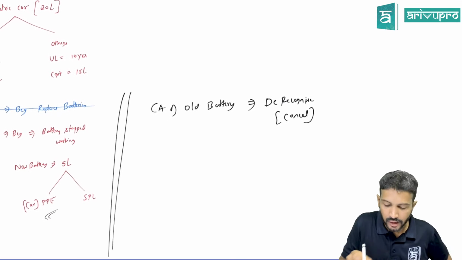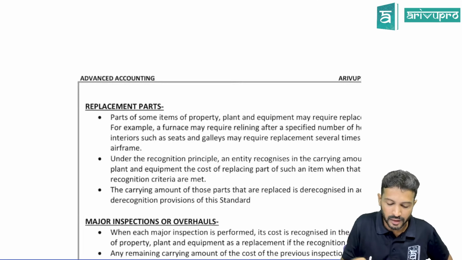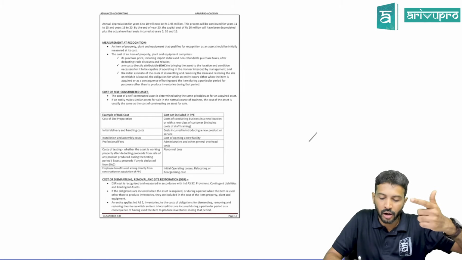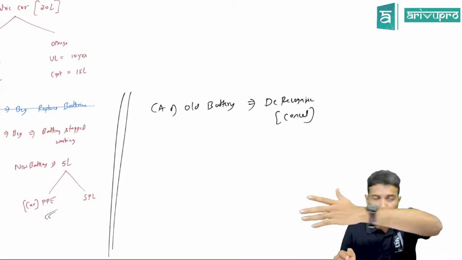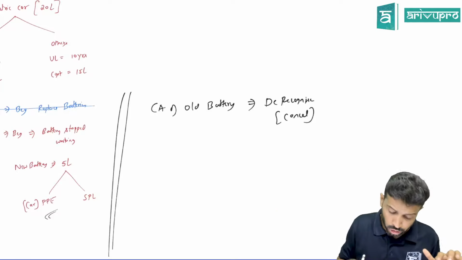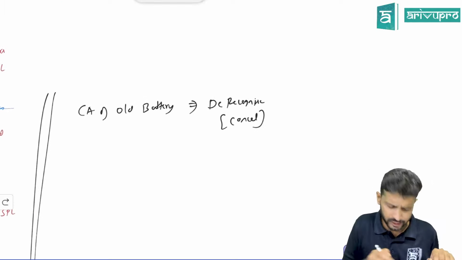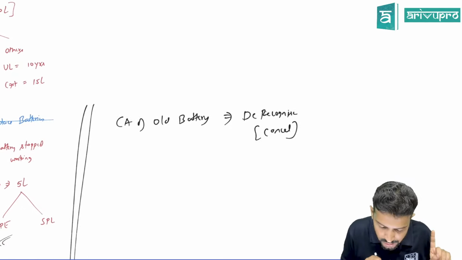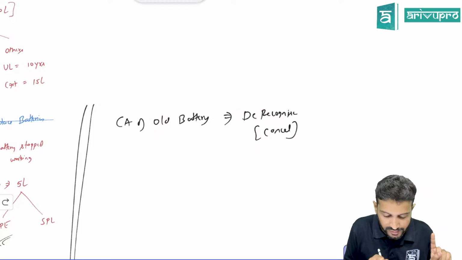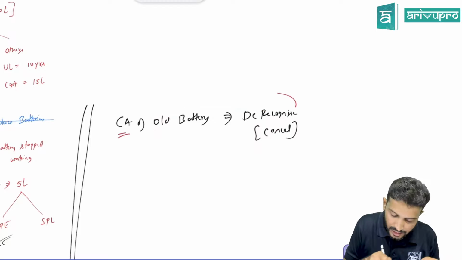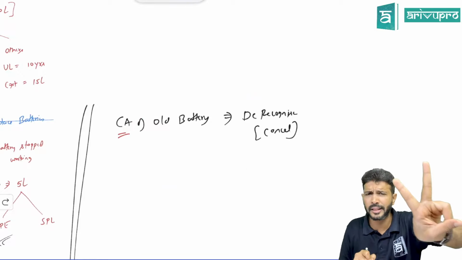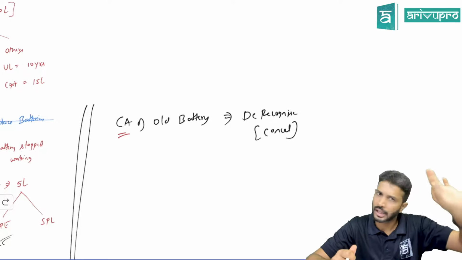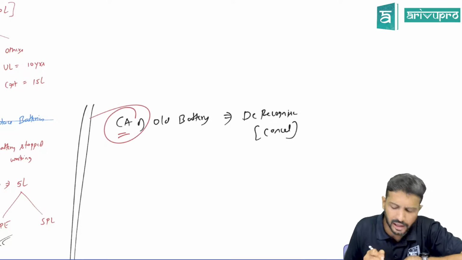Whenever a part gets replaced, keep this in mind: for the old part, you remove the carrying amount; for the new part, you add the cost. So how will we find out, sir, the carrying amount of the old battery? You can find out. That's the reason I gave you the data. First, has everyone understood this? I will work it out using this example. Is this aspect clear for everyone? Only two simple things: new part's cost you add, old part's carrying amount you remove. That's all.